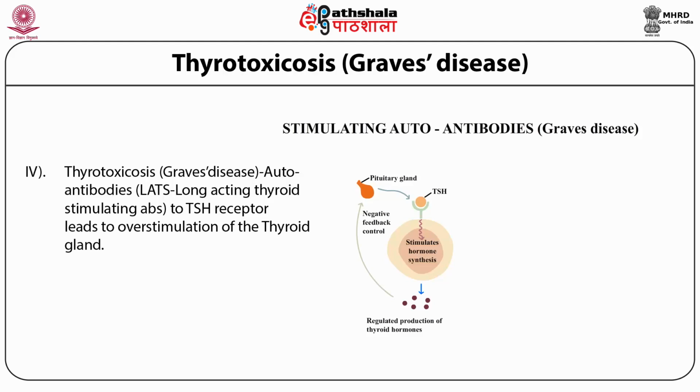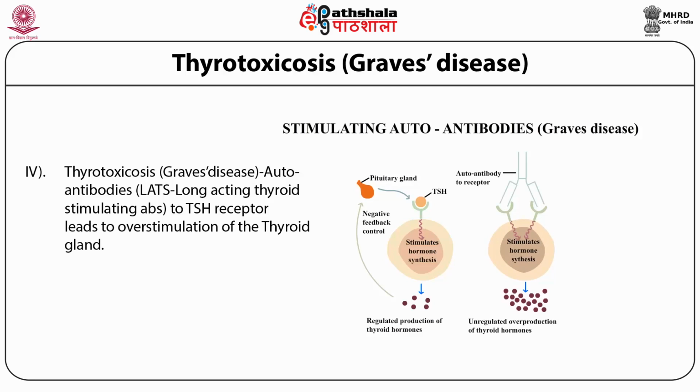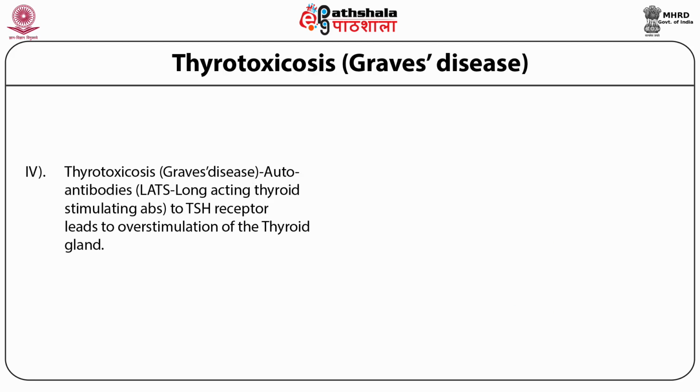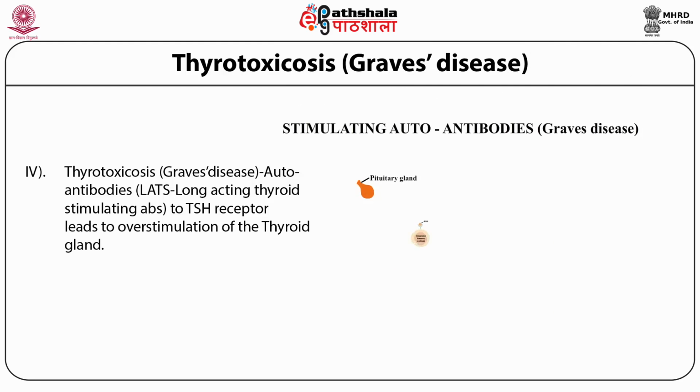However, autoantibodies to the TSH receptor lead to their binding to the receptor protein and activating the cycle of hormone production, thus completely mimicking the role of thyroid stimulating hormone. However, unlike TSH, the activated cycle here is without any regulation, and this causes overstimulation of the thyroid gland. These autoantibodies are therefore also called LATs, that is long-acting thyroid stimulating antibodies.